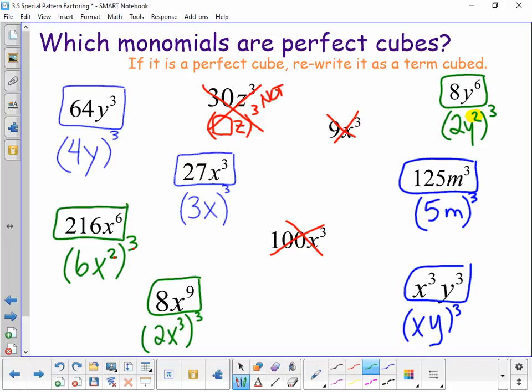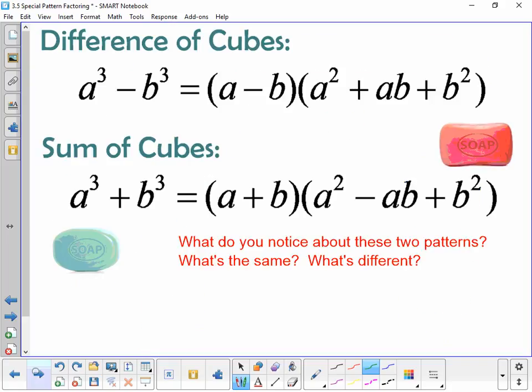Anyway, the point of this is just to start really recognizing when you see a perfect cube number or term. So here are the two patterns. If we have a to the third minus b to the third, that factors as a minus b times a squared plus ab plus b squared.